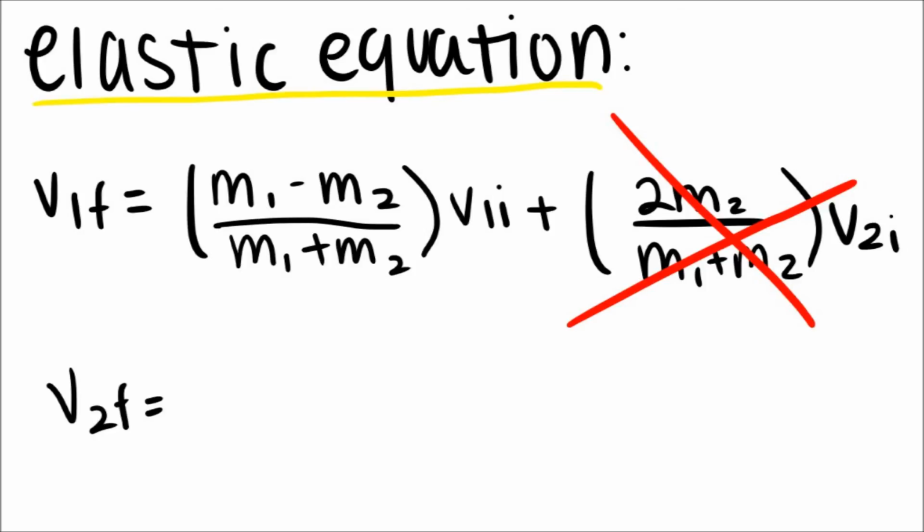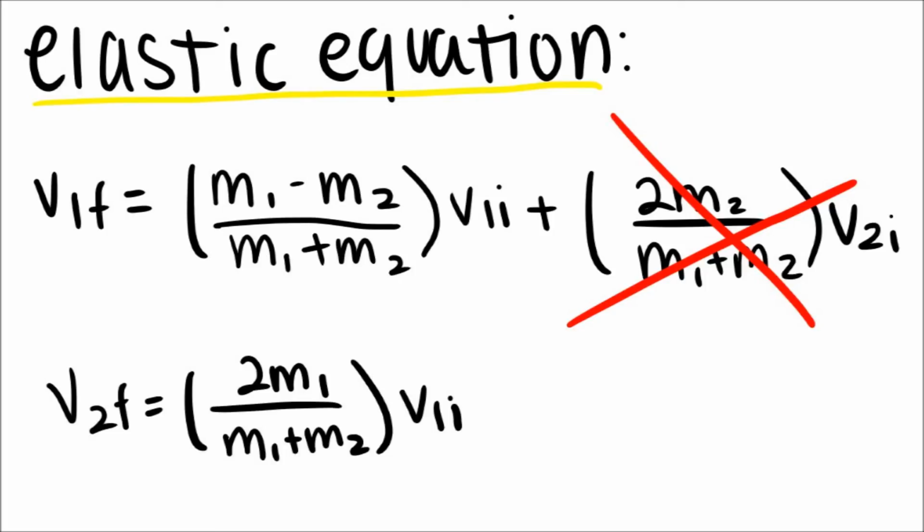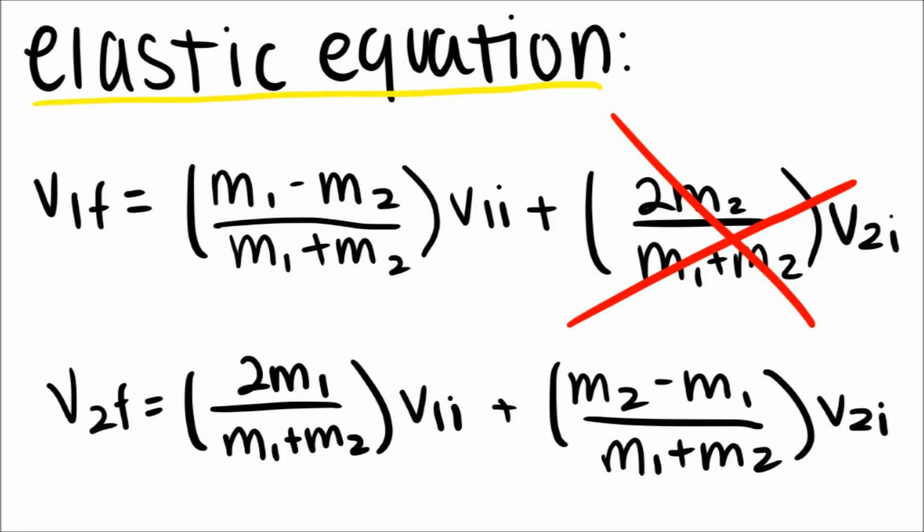The next step is to find the final velocity of mass 2. For this, we will use the equation V2F equals 2m1 divided by (m1 plus m2) times V1 initial plus (m2 minus m1) divided by (m1 plus m2) times V2 initial. But again, we can disregard the second term because mass 2 was at rest when the collision occurred. So you are left with V2F equals 2m1 over (m1 plus m2) times V1 initial.